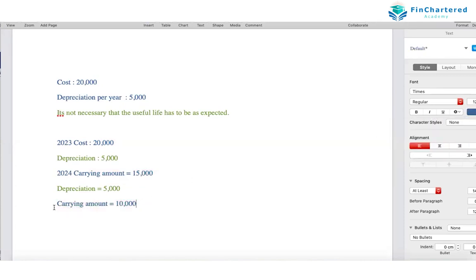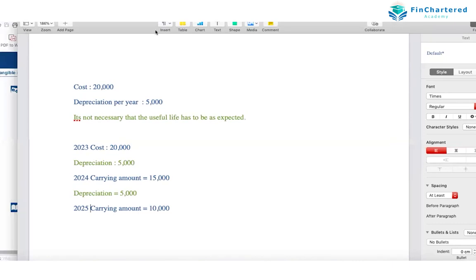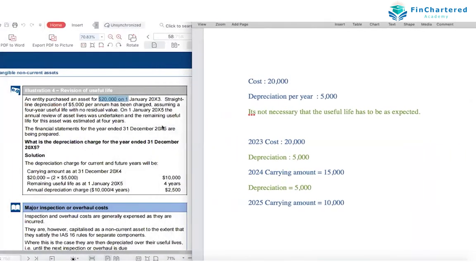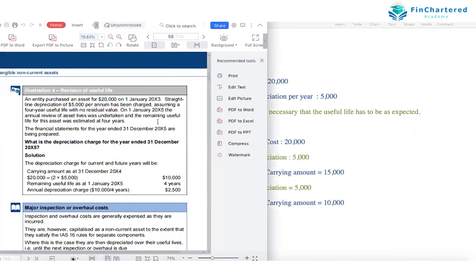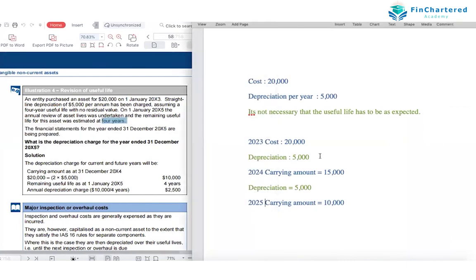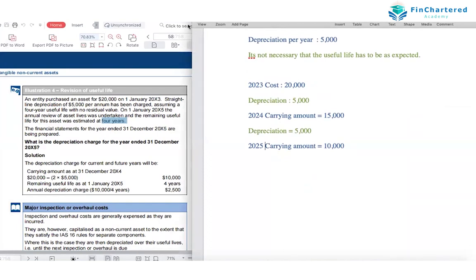Then in 2025, what happened? We got to know that there is a remaining useful life of 4 years, another 4 years. See, originally we thought this, I will draw and explain. But what did we originally think? We originally thought that the asset will be used for 4 years. Year 1, year 2, year 3, and year 4.